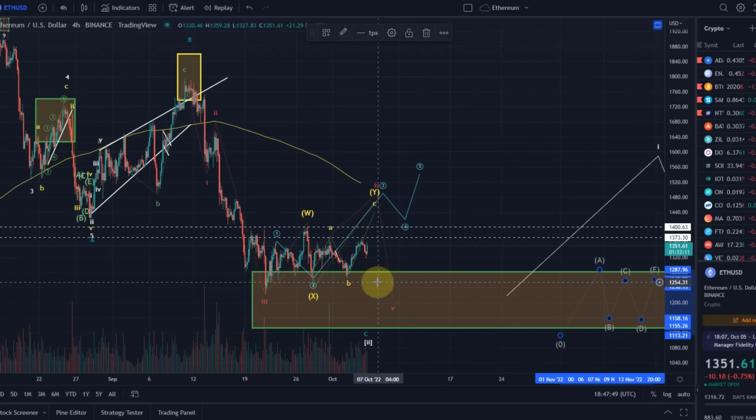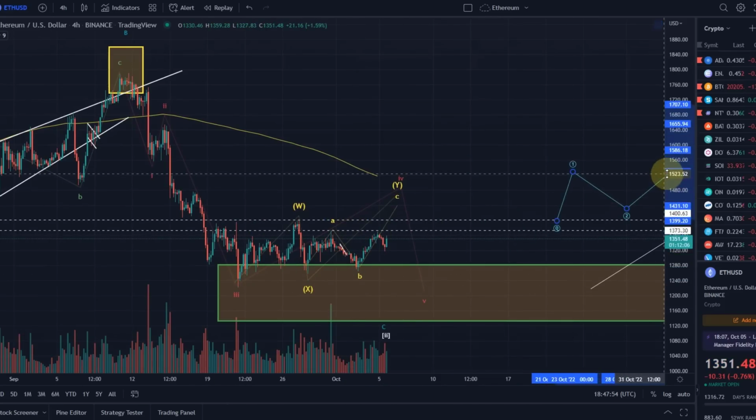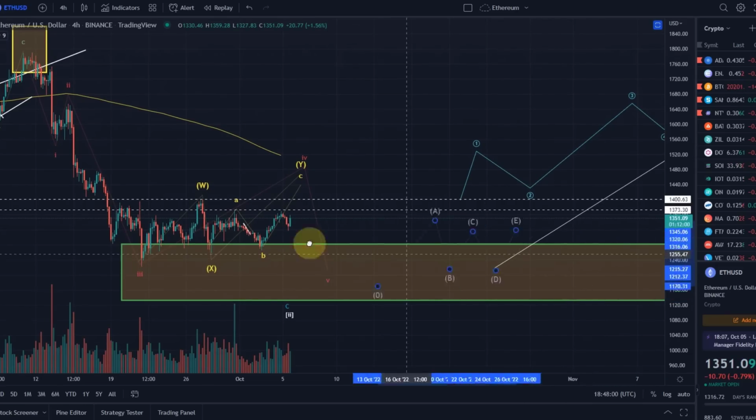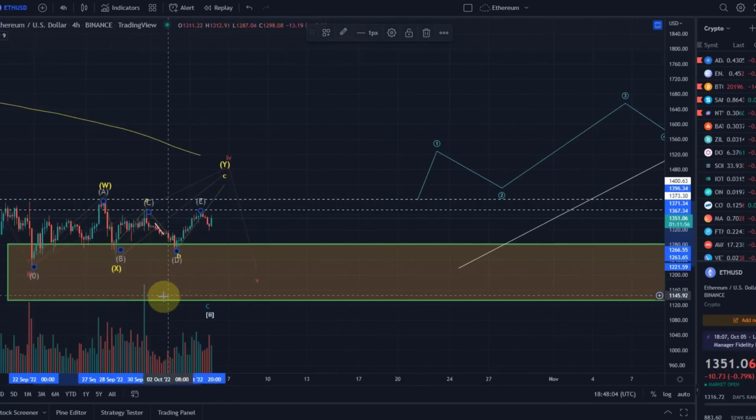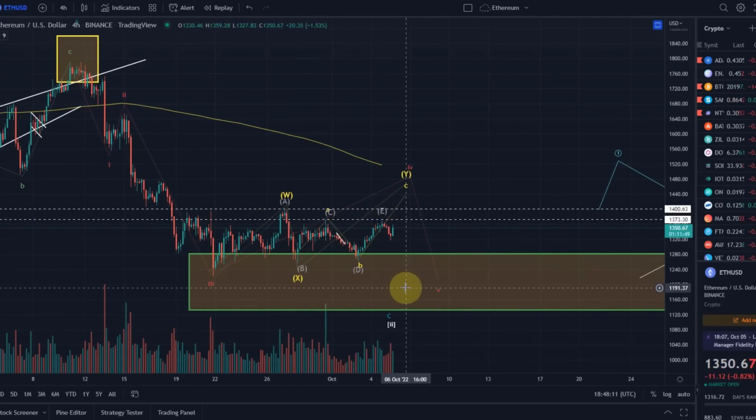There are different ways how this can now play out. Now, let's first talk about what I still think is very likely. It is this WXY pattern. Now, we talked about the possibility, first of all, in the previous video, of this gray triangle. So the gray count is what we're talking about now, A, B, C, D, E, where you would expect to break to the downside afterwards.